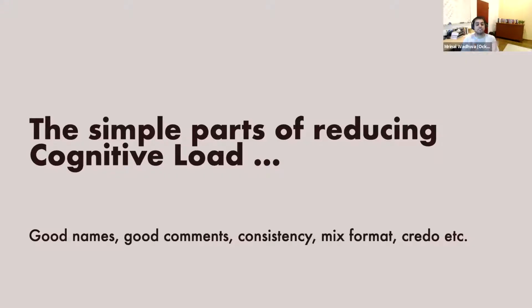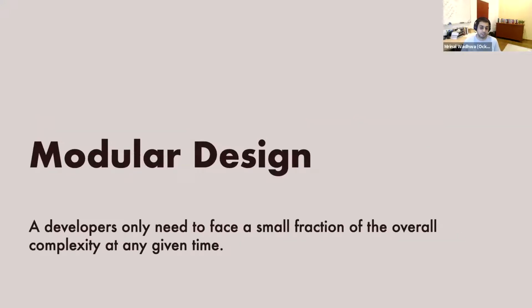So this is the simple stuff. This is like the bare minimum bar of good quality code. This should just be a given in your code base. Now let's get to the more interesting things. So, I have a question here.